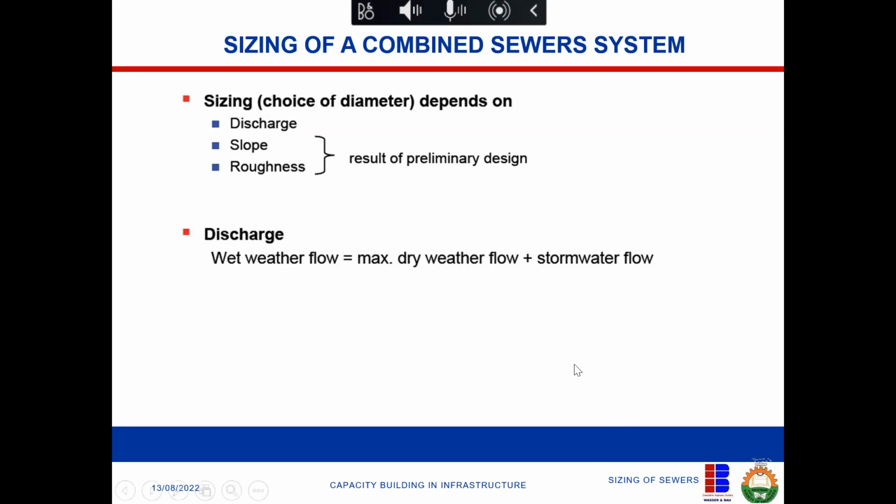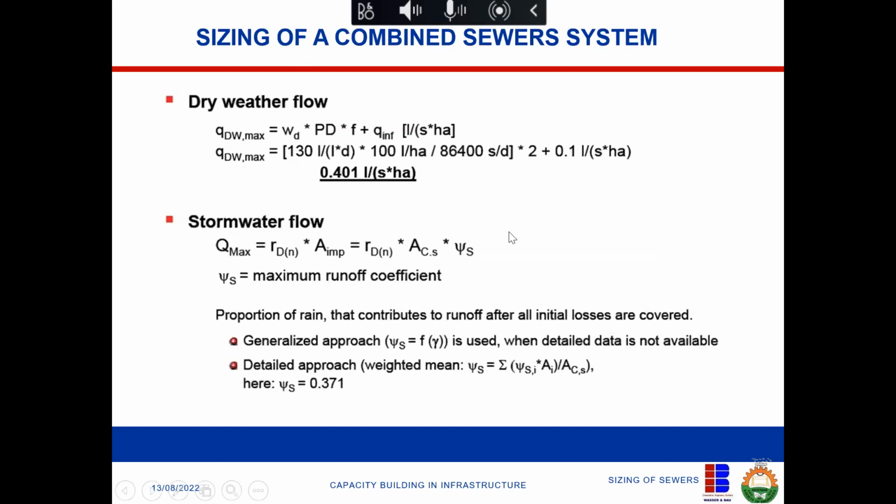Then, the next thing is how do you determine your discharge? You determine your discharge by considering the wet weather flow, which is actually the dry weather flow plus the storm flow. Well, this formula is actually for the combined system, because if it's for a separate system, which I have discussed, the dry weather flow is the flow for the sewer, while the storm water flow is the flow for the storm.